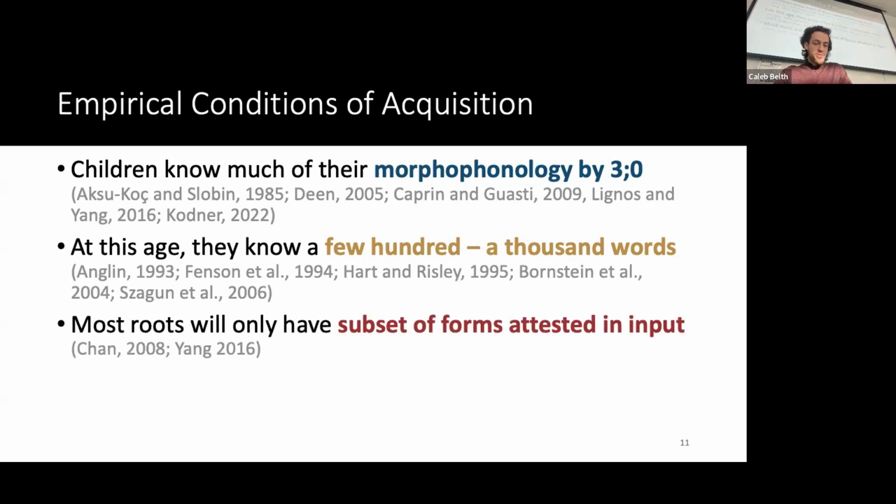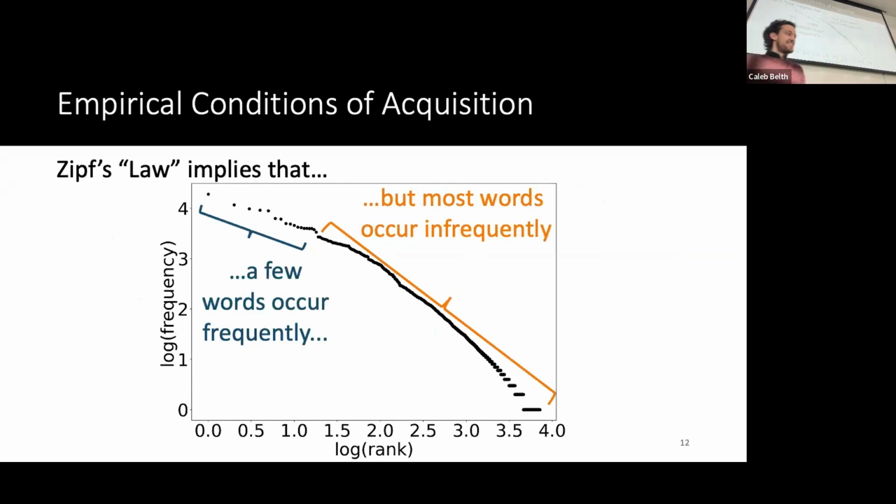And then the third one is that most root forms of a word will only have a subset of forms attested in the input. And this one I'm going to dwell on for a minute, though I think I talked about it in my job talk too, but you've got to see it again. This is because of the Zipfian character of the linguistic input. The implication of Zipf's law is that in any sufficiently large linguistic corpus, a few words will occur frequently, but most words will occur infrequently.